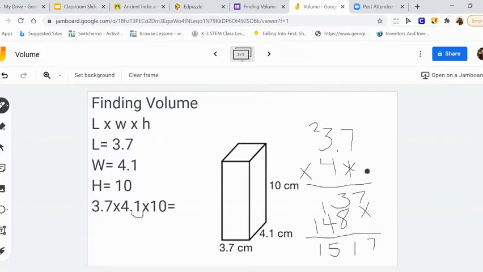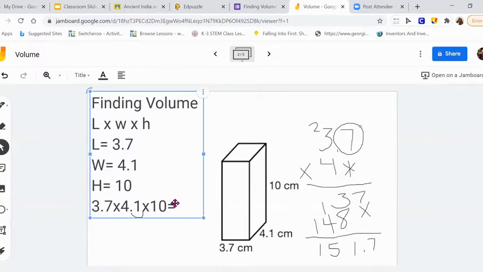Now I'm going to put my decimal in. And I see there's no decimals on the 41, just one number behind the decimal. So then I get, can you see my dot? I get 151 and 7/10. Okay. So because there was a 10 in there, I could do it much quicker. You could multiply the 3 and 7/10 and the 4 and 1/10 and then the 10 by moving that decimal. So just a quick little shortcut.